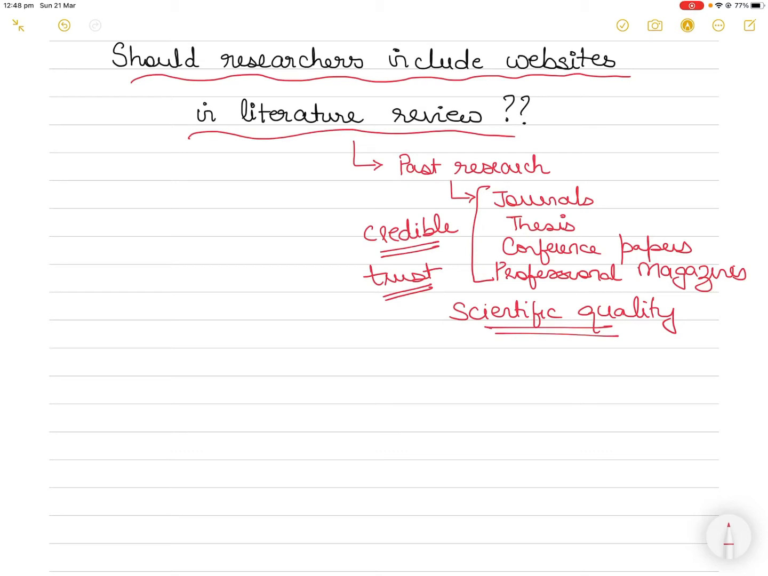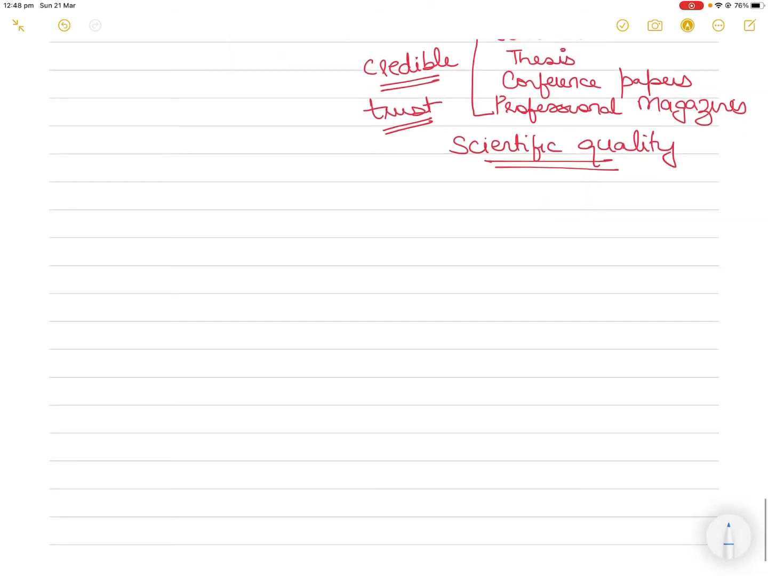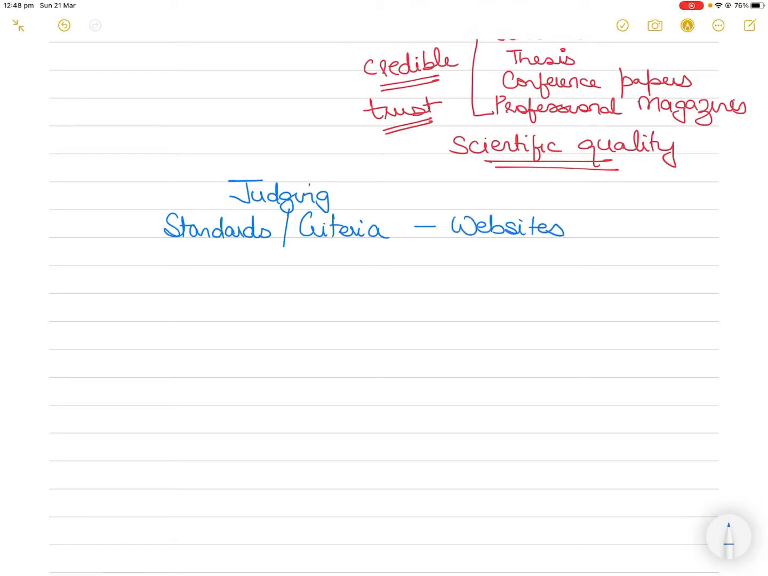Now often students ask whether they can include websites in literature review. So I will not say yes or no, but what I will teach you today is how to judge websites. What are the criteria, the standards you can use to judge the quality of websites before you start including them as part of your literature review? So how can you judge, what are the judging standards or criteria for websites before you decide to include them? And of course have a chat with your supervisors and advisors as well, and they will guide you further.